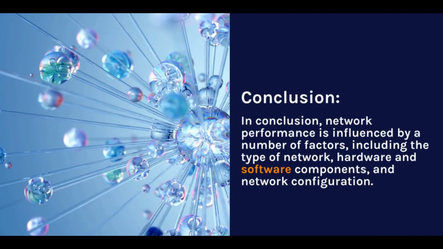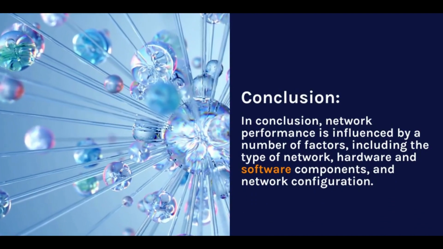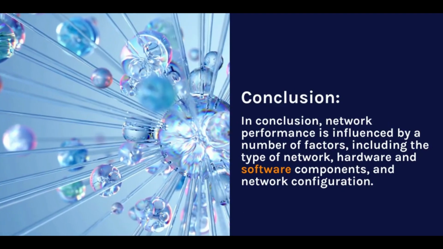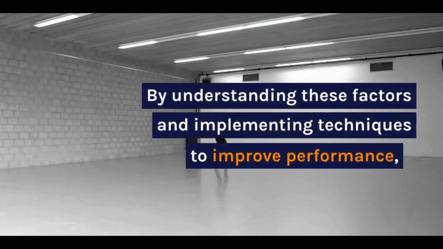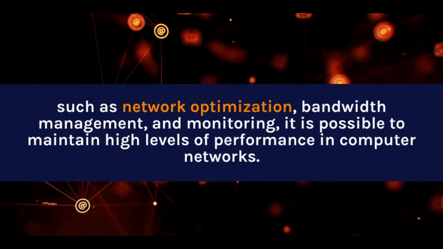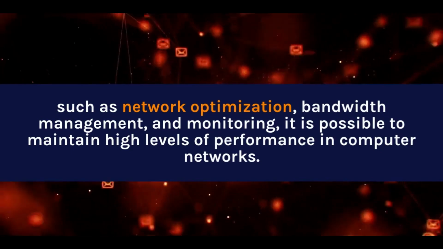Conclusion. In conclusion, network performance is influenced by a number of factors, including the type of network, hardware and software components, and network configuration. By understanding these factors and implementing techniques to improve performance, such as network optimization, bandwidth management, and monitoring, it is possible to maintain high levels of performance in computer networks.